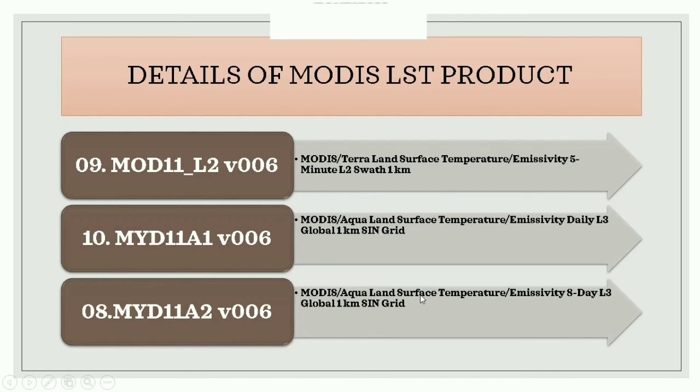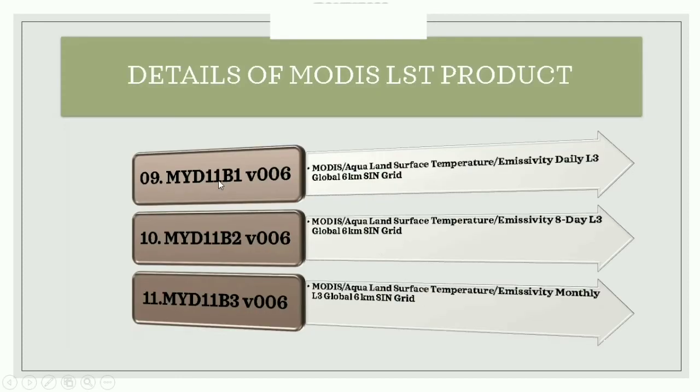Okay, next product, if you see 11B1, 11B2, as we have seen in the Terra product, this Aqua product is also the same, but this is night time, only the difference is night time. If you see here, Aqua land surface temperature emissivity daily L3 product, which is covering globally 6 kilometer. Now here, this one is giving every 8 day data, this is giving daily data, and this is giving monthly data. That resolution is the same, and it is night time temperature. So this is the thing.